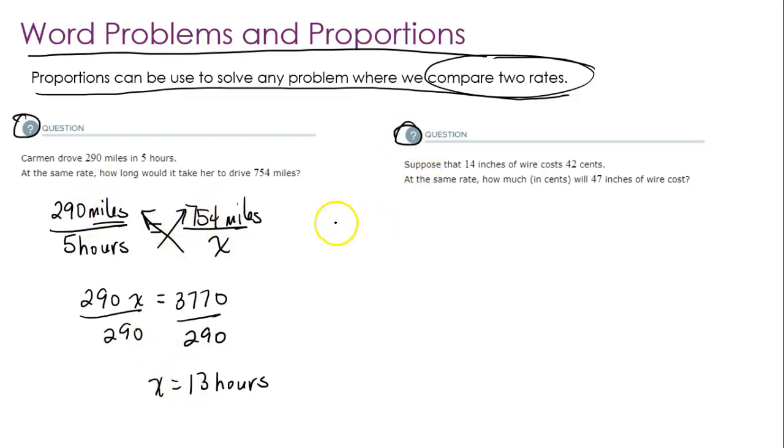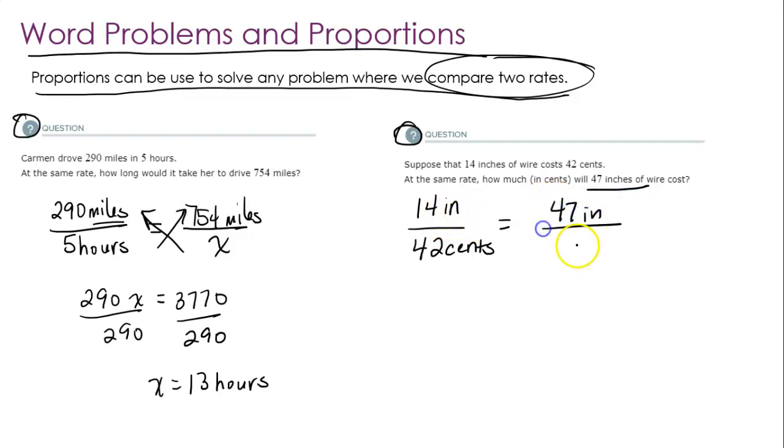You pause the video and try this one on your own. You should have set up your first rate as 14 inches of wire going with 42 cents. And then at the same rate, how much in cents will 47 inches of wire cost? Well, the inches went on the top, so I'm going to put the inches on the top here. The cents is what's on the bottom.